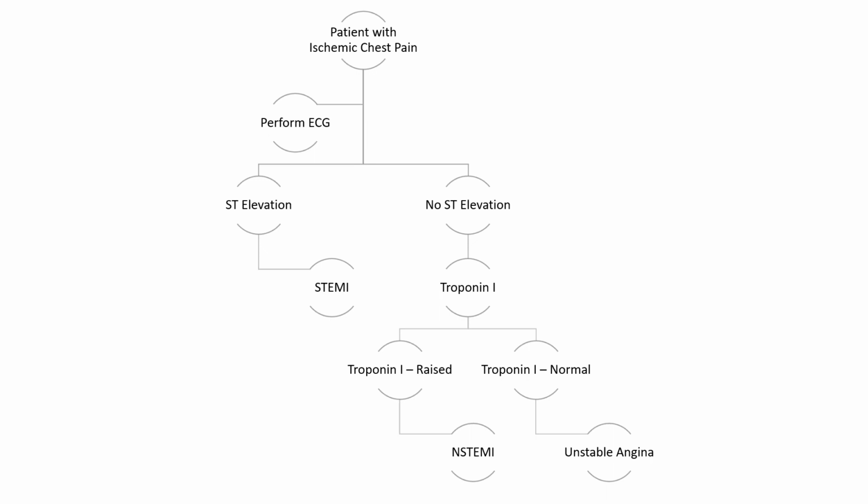If someone comes with a complaint of chest pain, the first thing which we need to do is to take an ECG and to withdraw blood for cardiac enzymes. If the ECG shows ST elevation, then it is ST segment elevated MI. If it does not show any ECG change, for example, no ST segment elevation, then we can go for troponin I. If troponin I is raised, then it is non-ST segment elevated MI. If it is normal, then it is considered as unstable angina.